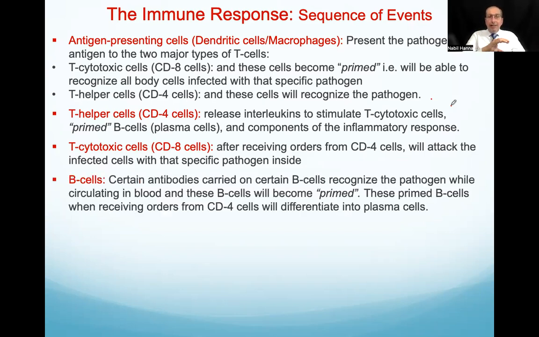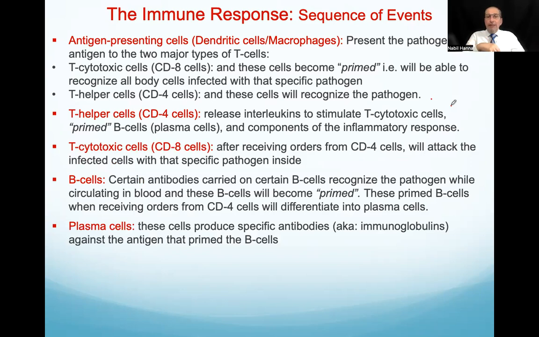The B cells, certain antibodies carried on certain B cells, recognize the pathogen while it is circulating in the blood, and these B cells become primed. These primed B cells, when they receive orders from CD4 cells, will differentiate into plasma cells capable of producing millions of specific antibodies, aka immunoglobulins, against the antigen that primed the B cells.